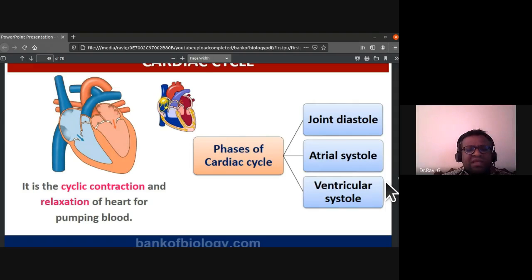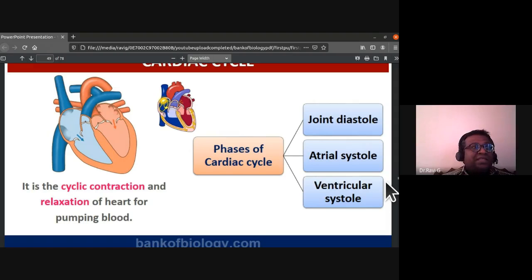So joint diastole, all of them are under rest, relaxation. In atrial systole, the auricles are going to contract, then in ventricular systole, the ventricles are going to contract. So these are the three phases of cardiac cycle.